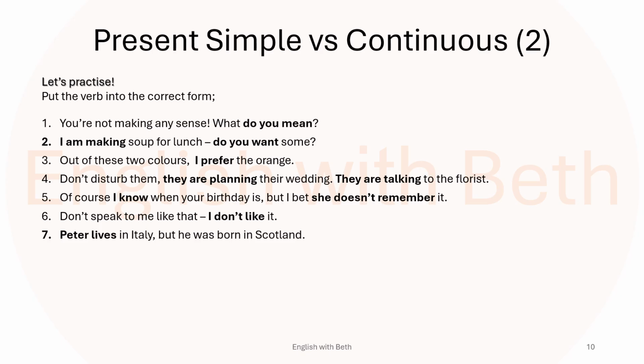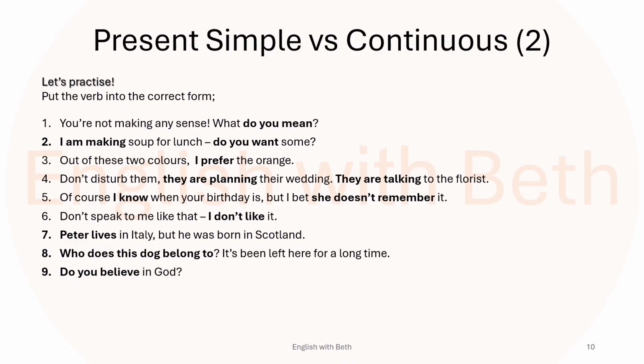Peter lives in Italy, but he was born in Scotland. Peter lives, present simple, because it is something that is generally true or a permanent situation. Who does this dog belong to? It's been left here for a long time. Here we've used present simple because belong, again, is one of those verbs rarely used in present continuous. Do you believe in God? Believe in present simple is one of those verbs rarely used in present continuous.